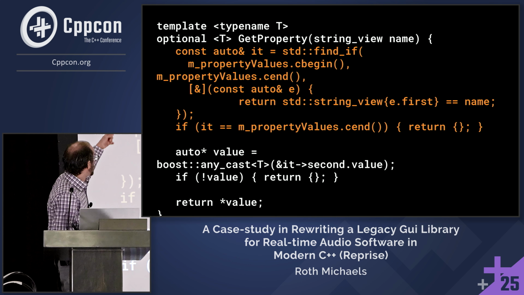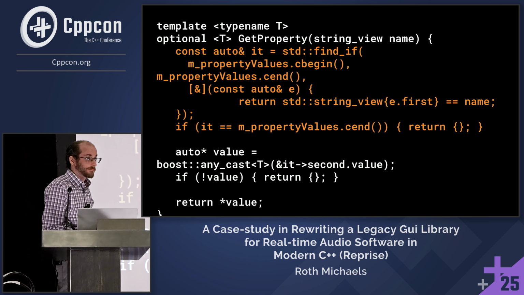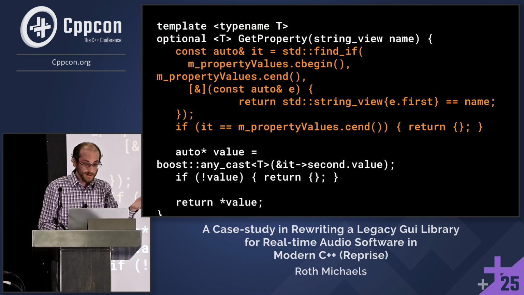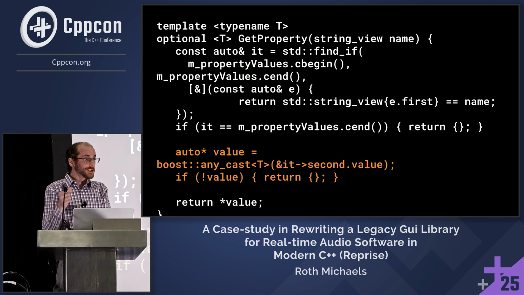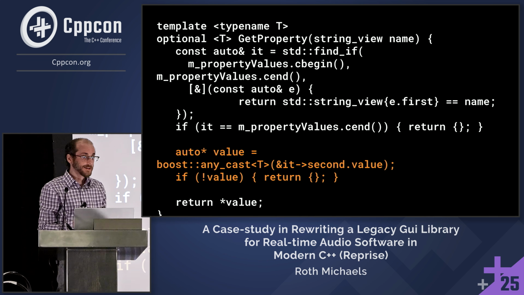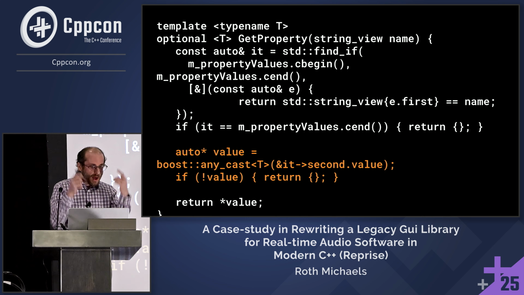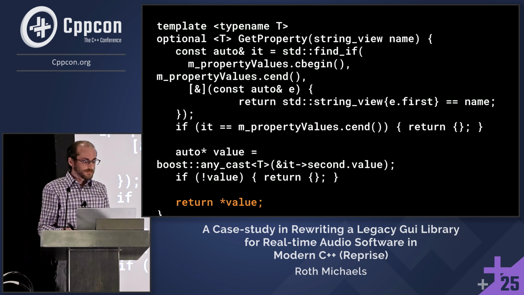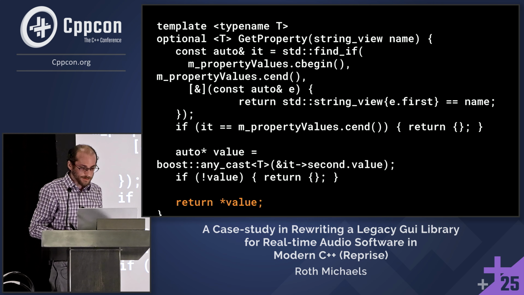First, it's seeing, oh, is there a property that matches your name? If not, okay, fail. Then, okay, we found one with your name, did you put the right type in the template to do the anycast? If not, oh, okay, we'll fail again. But if you got everything right, then we'll return the right value to you.